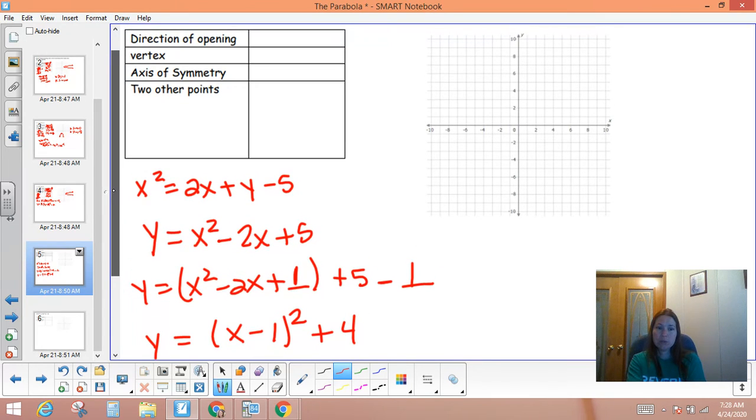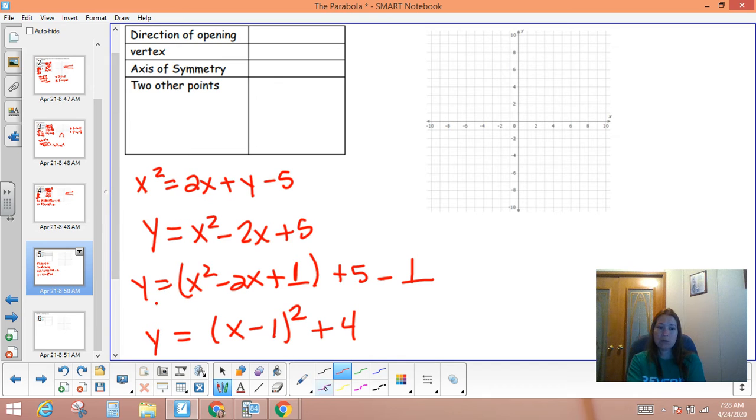All right, so we are y equals, so it's either up or down. It is positive, so it's going to go up. All right, the vertex is 1, 4. And we know it goes in that order because this is an x, so this is an x. Axis of symmetry comes out of the parentheses. Sorry, y'all.